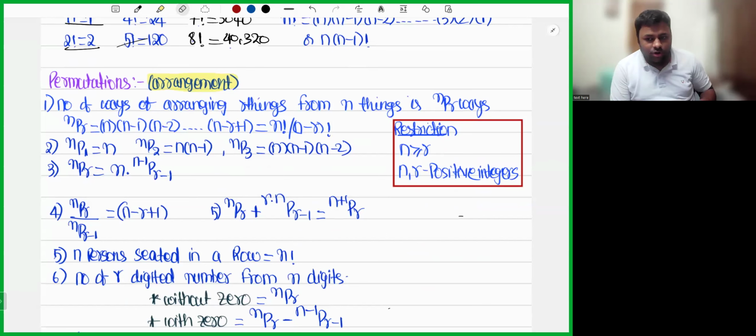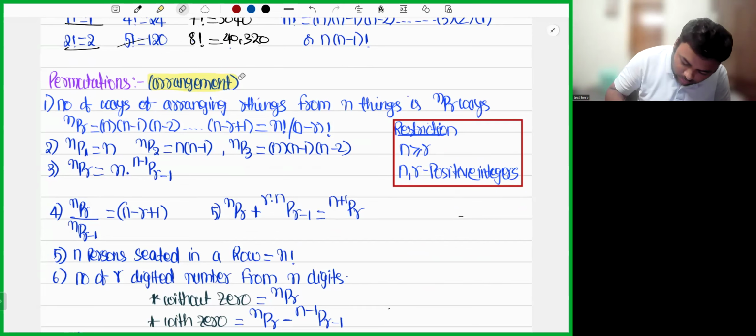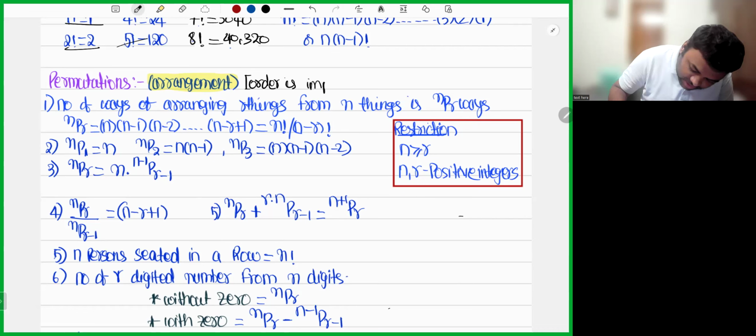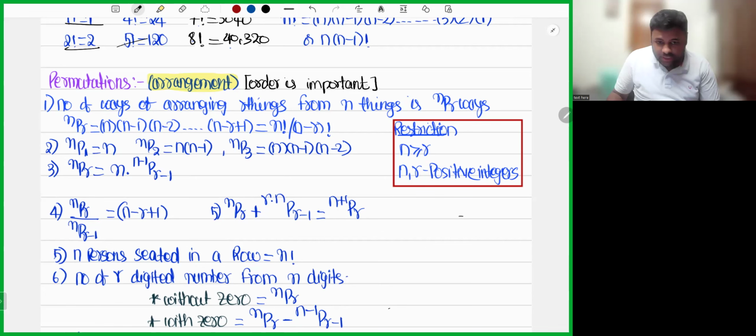Permutations is nothing but you are doing arrangements. So whenever you are doing arrangements, my dear friends, remember that order is important. However, in examinations, in many cases, the question itself says whether it's permutations or combinations. However, if a number is given or if a word is given, then it's a deemed assumption that it's a permutation. If selection or committee formation is given, it's a combination, right?